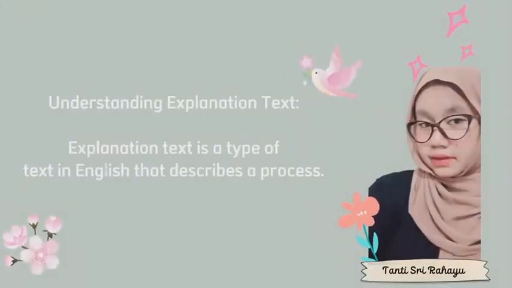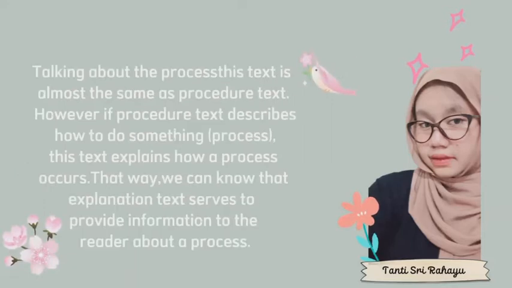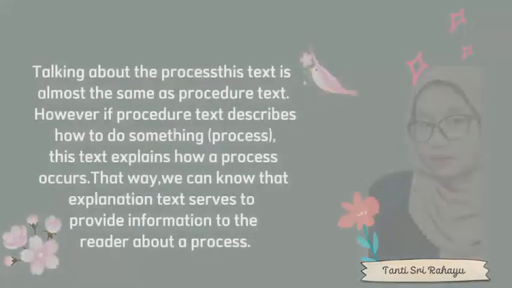Understanding explanation text. Explanation text is a type of text in English that describes a process. This text is almost the same as procedure text. However, if procedure text describes how to do something, this text is an explanation of how a process occurs. That's why we can know that explanation text serves to provide information to the reader about the process.